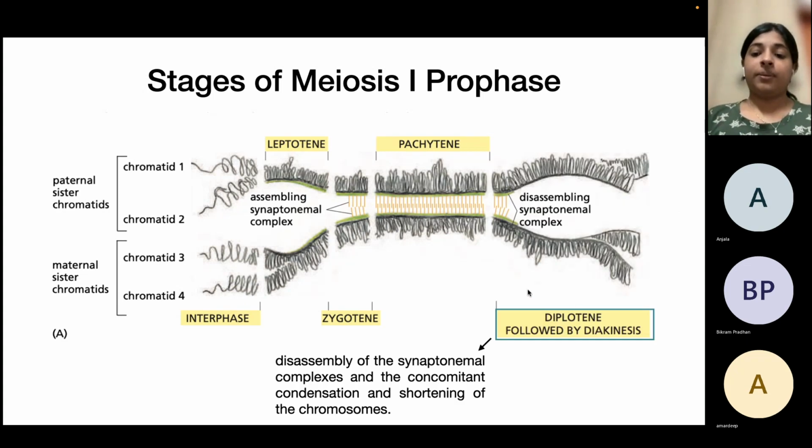In the next stage, diplotene, there is a disassembly starting of the chromosomes. And finally, in diakinesis, the condensation of the chromosome is lost, and it again starts going back to the division stage. Cytokinesis happens, and then it's getting ready for meiosis 2 to start.